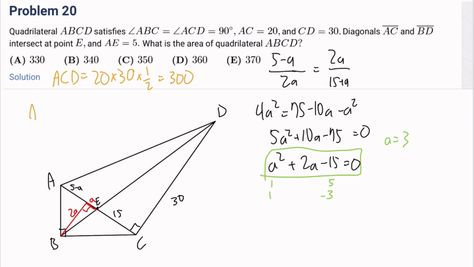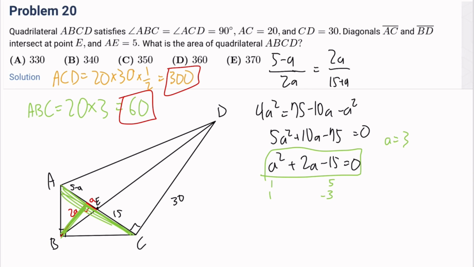ABC, let's do that in green. AC is 20, and then this much is 2A, right? So 20 times 2A times 1/2, and so that's just going to be 20 times A. And since A is equal to 3, we can erase A and put in 3, so this is 60, right? So if we add 300 and 60 together, we get 360, so the answer is D.